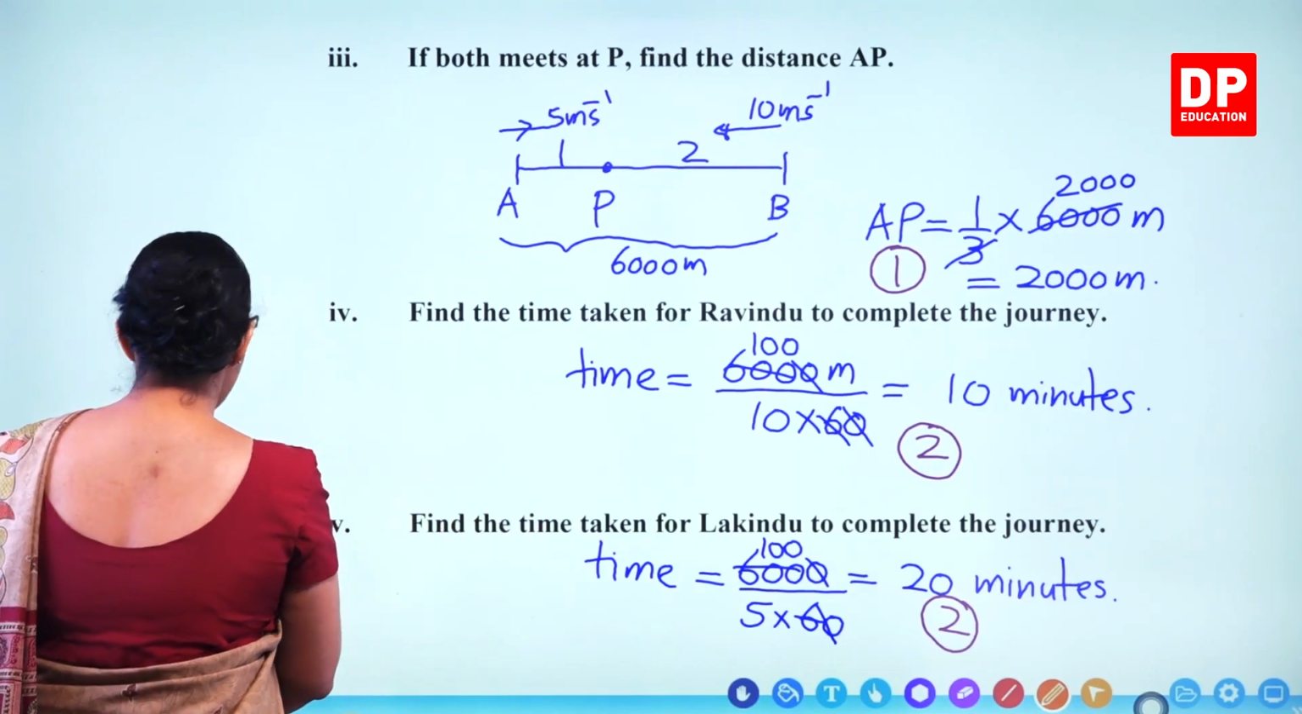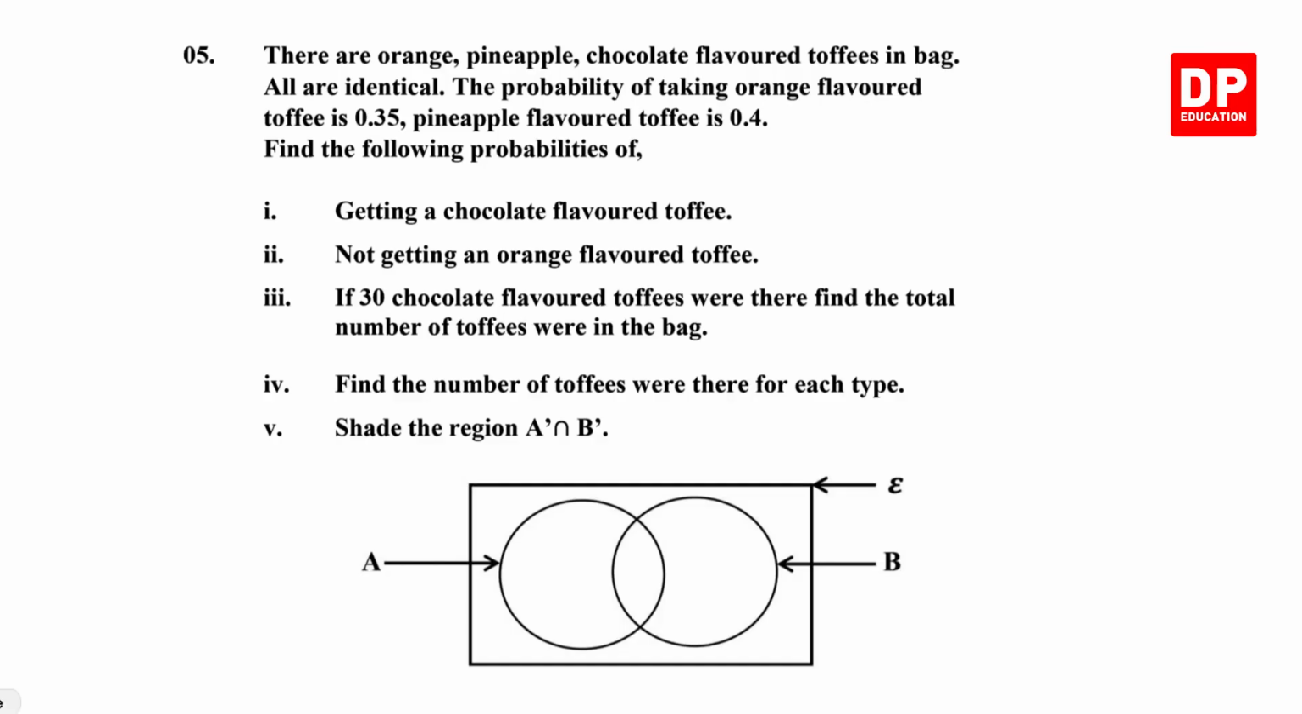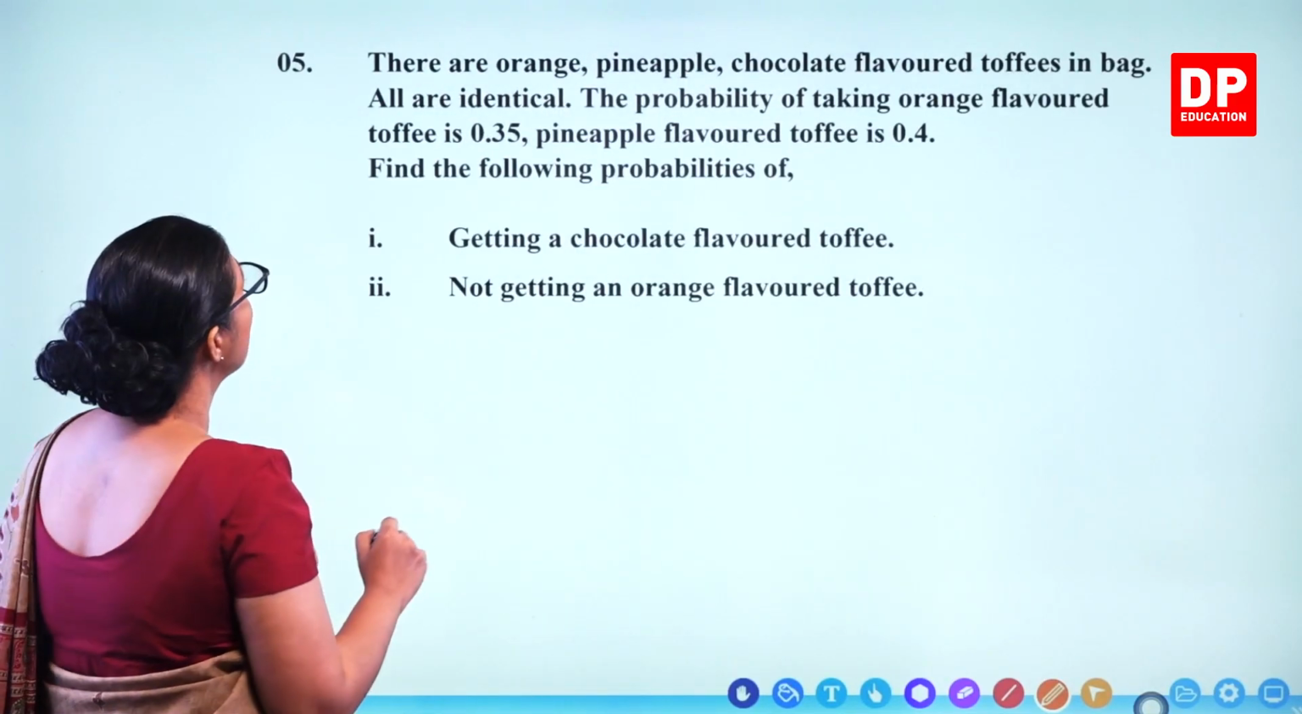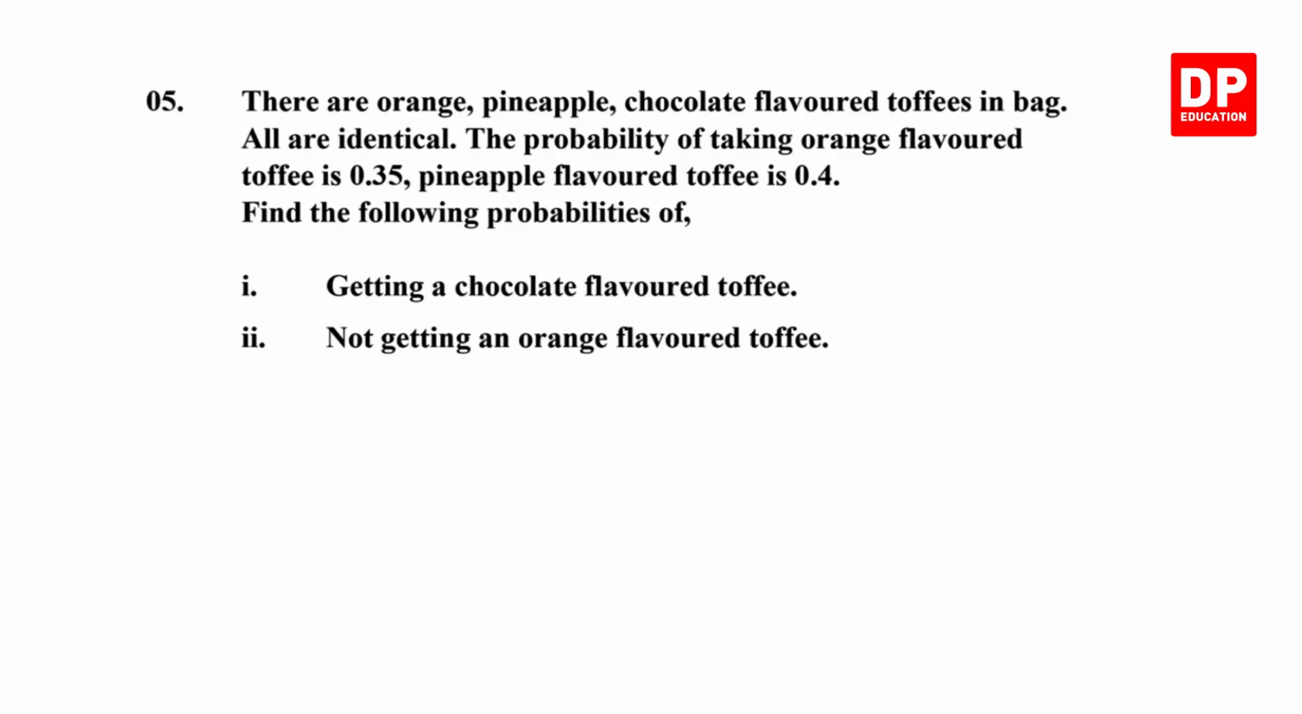Now let's take the last question. That's question number 5 about Venn diagrams. So 5 parts are there. There are orange, pineapple, chocolate flavored toffees in a bag. All are identical. The probability of taking orange flavored toffee is 0.35. Pineapple is 0.4. Find the probability of getting a chocolate flavored toffee.